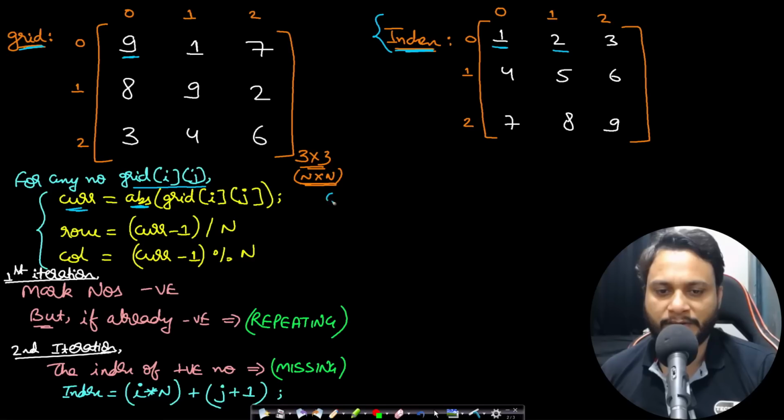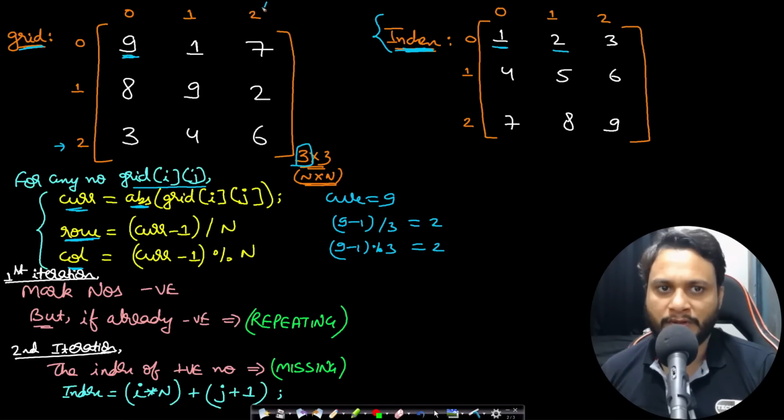9 will be the current value. Okay, now I will be finding the row number. What I want to do is convert this 9 into its actual position in the index array, right? So I will be finding the row number. You can always find it by doing current minus 1 divided by n. In this case the n value is 3, right? So 9 minus 1 divided by 3 will give you 2. So 2 is the row number where the index 9 will occur, and in order to find the column number, you do 9 minus 1 mod 3, which will give you 2. 8 mod 3 is 2.